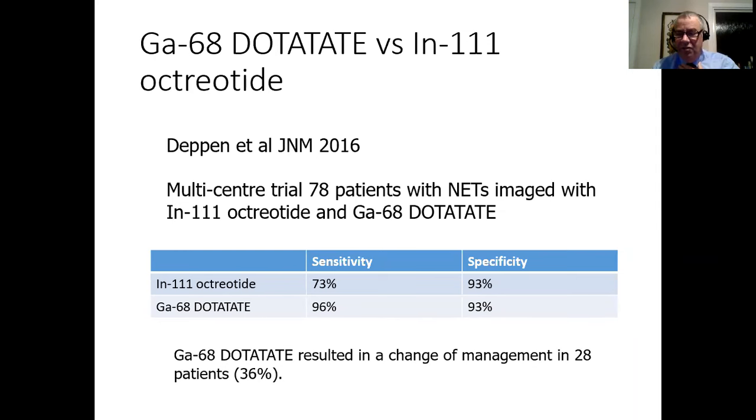They also went back to the original hospitals and asked, how did the imaging change management? And they said that in 28 out of 78 patients, management was changed. And unfortunately, most of the time, surgical treatment was cancelled because they realized the patient had metastatic disease. But it's better that patients don't have unnecessary operations. And of course, we do have the option now of PRRT.